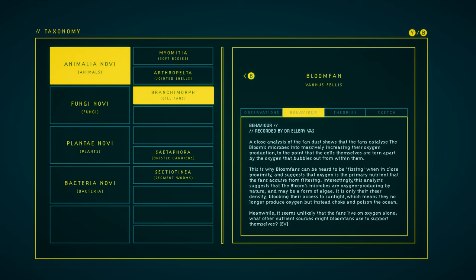Behavior. A close analysis of the fan dust shows that the fans catalyze the bloom's microbes into massively increasing their oxygen production to the point that the cells themselves are torn apart by the oxygen that bubbles out from within them.